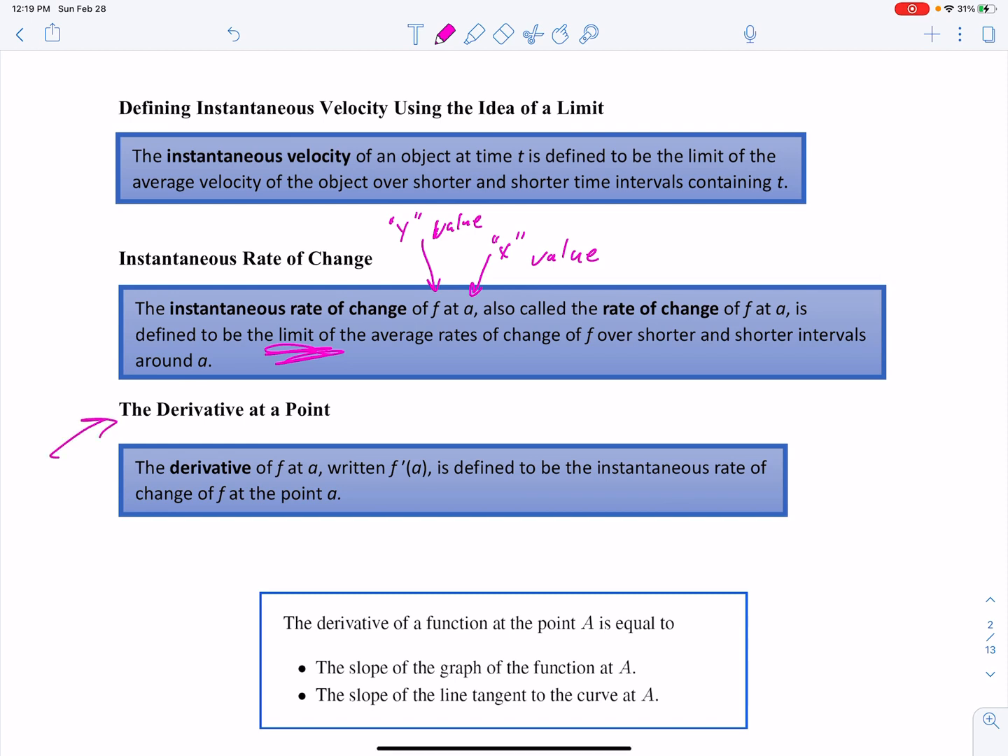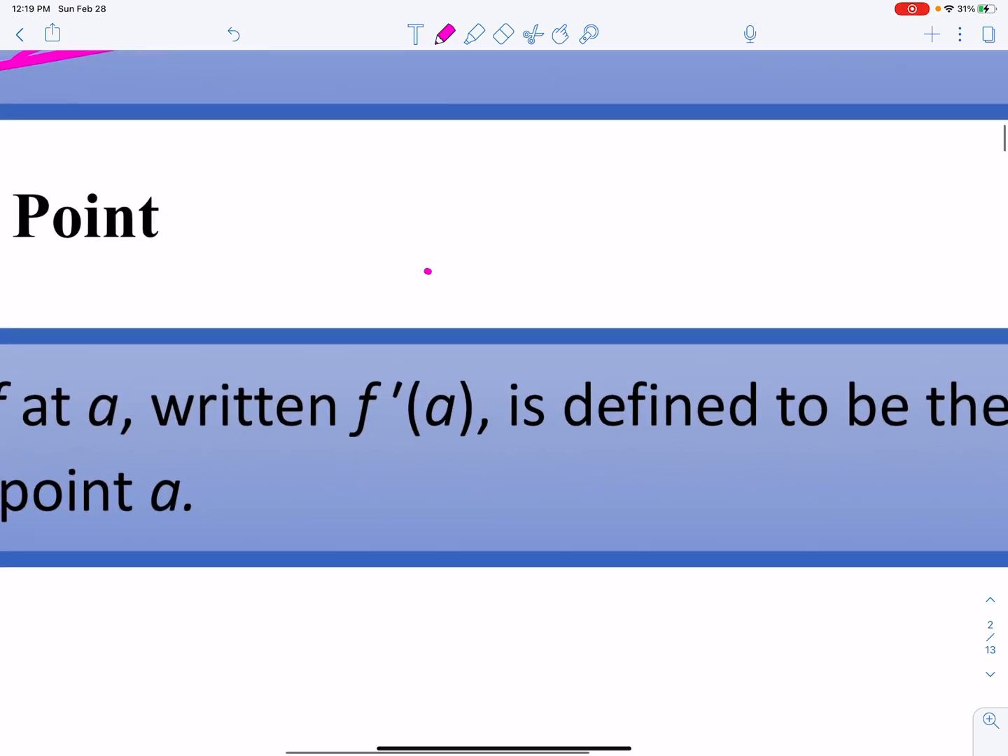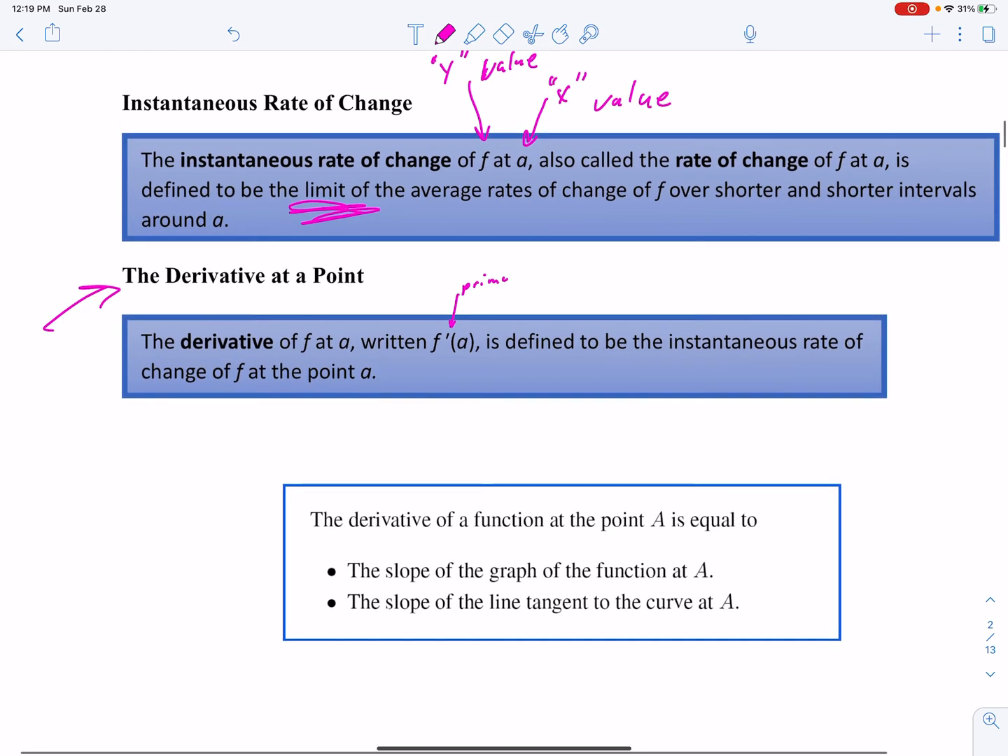The derivative of f at A, written with that symbol right there, that's f prime of A. So that little apostrophe looking thing means prime. Okay, again, when you see that, it just means find the derivative of the function at an A value. It is defined to be the instantaneous rate of change of the function at the point A. Okay, this is a very important definition to understand.